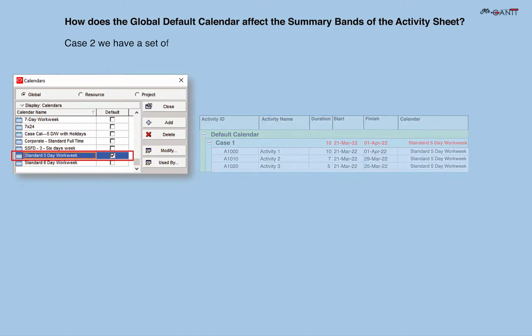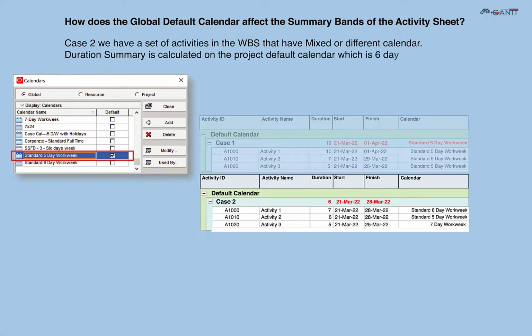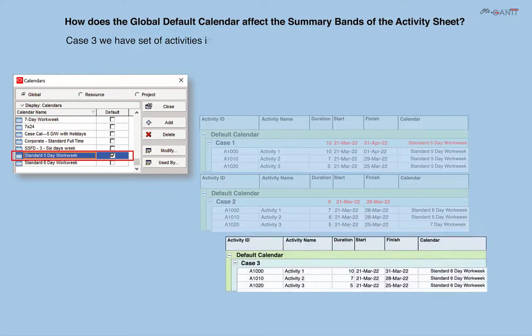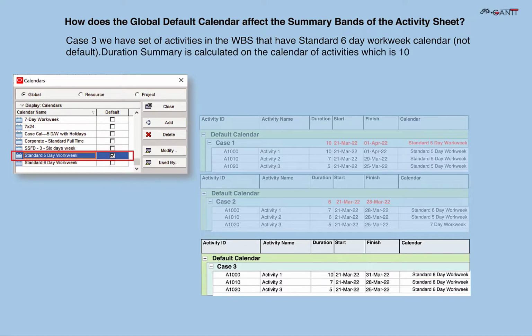Case 2: we have a set of activities in the WBS that have mixed or different calendars. Duration summary is calculated on the project default calendar, which is 6 days. The calendar name is not displayed in the calendar column. Case 3: we have a set of activities in the WBS that have the Standard 6-day work week calendar, not the default. Duration summary is calculated on the calendar of the activities, which is 10 days. The calendar name is displayed in the calendar column.